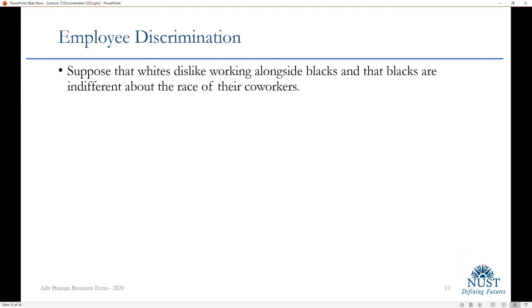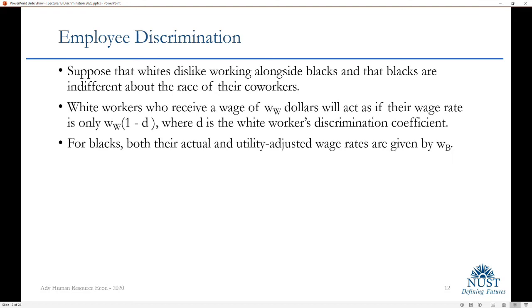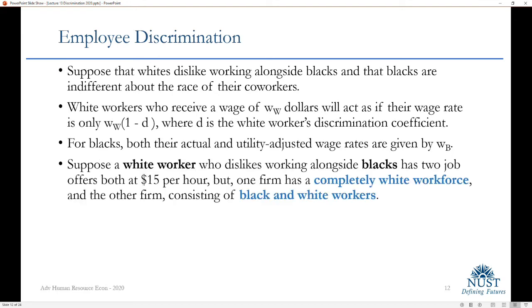All right. So employee discrimination, I'm going to speed up this lecture from this point. Suppose that whites dislike working alongside blacks, and blacks are indifferent about the race of their co-workers. White workers who receive a wage of WW dollars will act as if their wage rate is only WW times (1 minus D). As I mentioned before, they do not like to work with the black workers, so their perceived wages are lower. For blacks, both their actual and utility adjusted wage rates are given by WB.